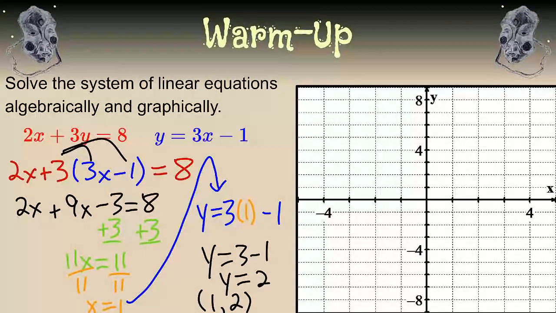All right, we're going to solve graphically now. I'm going to graph y equals 3x minus 1 first. It's already in slope-intercept form. Our y-intercept is (0, -1). We get that right there. And our slope is 3. So that means we go up 3 and to the right 1, up 3 and to the right 1, up 3 and to the right 1. We can also go down 3 and to the left 1, down 3 and to the left 1. So those are the places where my points are going to be.